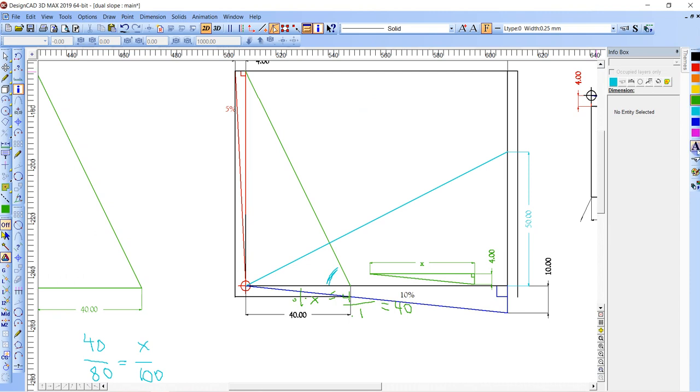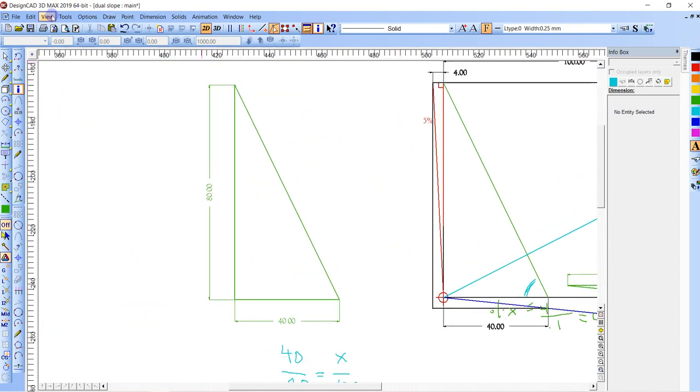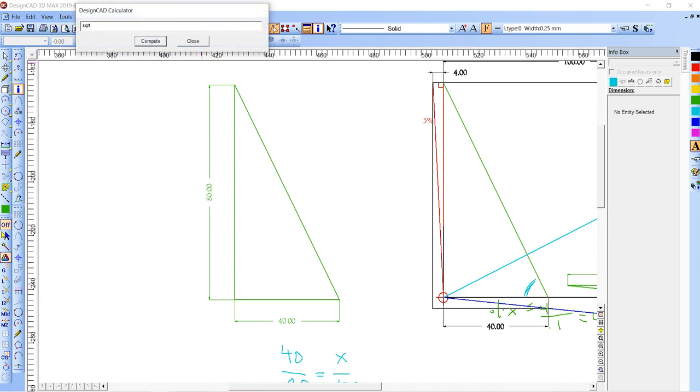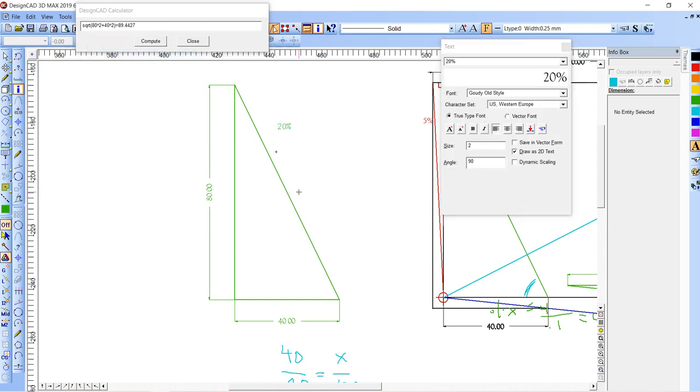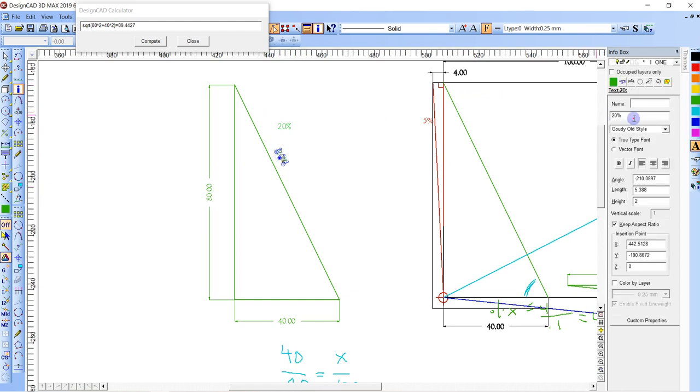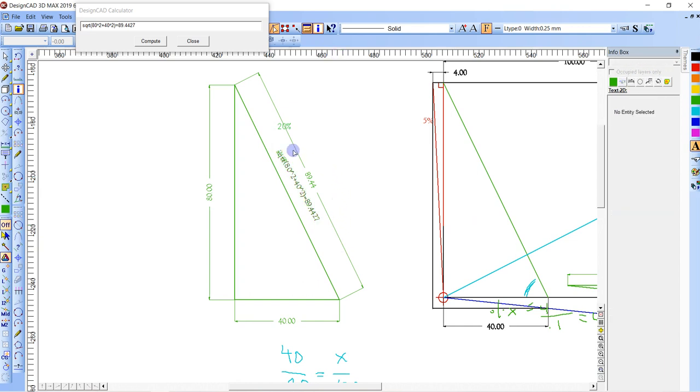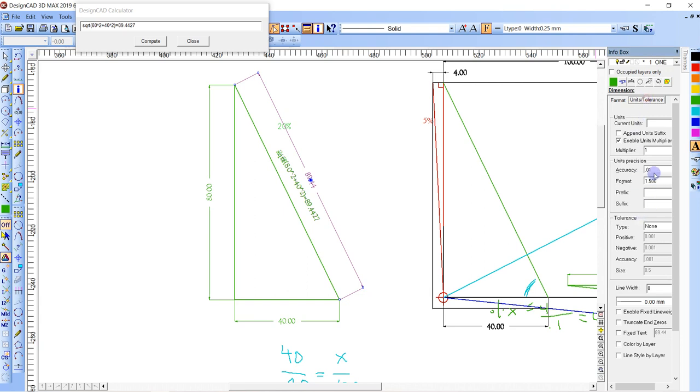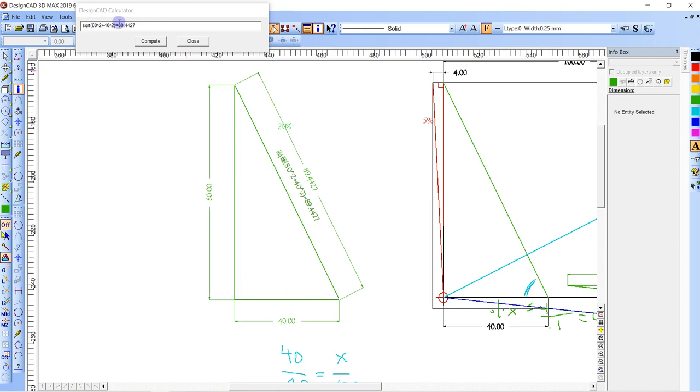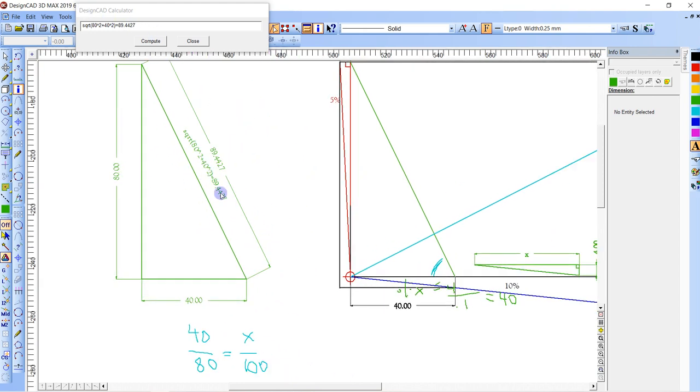Let's go back to green for a second. Tools, calculator, square root of 80 squared plus 40 squared. Copy it and compute it. Control V, equals. That's how you get this dimension. All right, now I'm going to run that decimal out a couple places. We're going to use it in the calculations, it'll get better. So 89.4427. And now what we're looking for is the run.